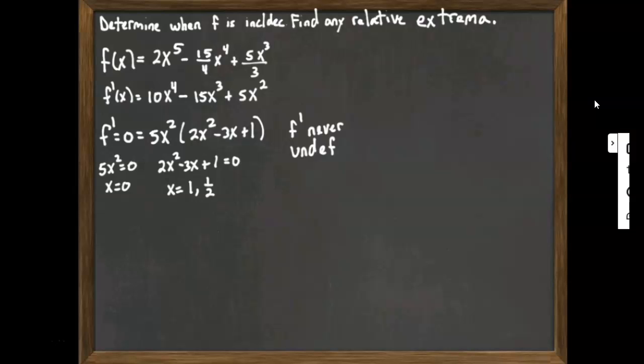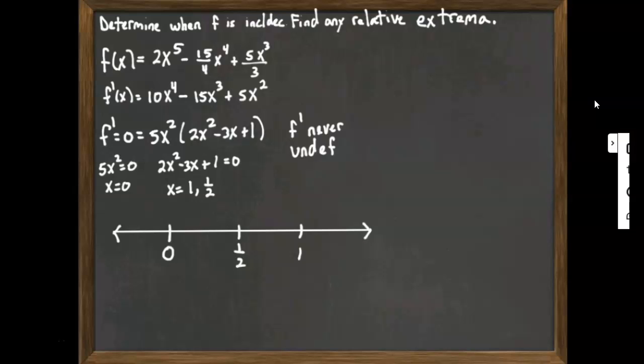F prime, of course, as we already discussed, is never going to be undefined. If you check the notes for this problem, it's the same problem, and I did do that with the quadratic formula. So if you want some little practice, you might want to do that on your own, just to practice that idea. So at this point, we have 3 critical points, 3 values of interest, 3 places where my derivative could elect to change its sign, but maybe it won't.